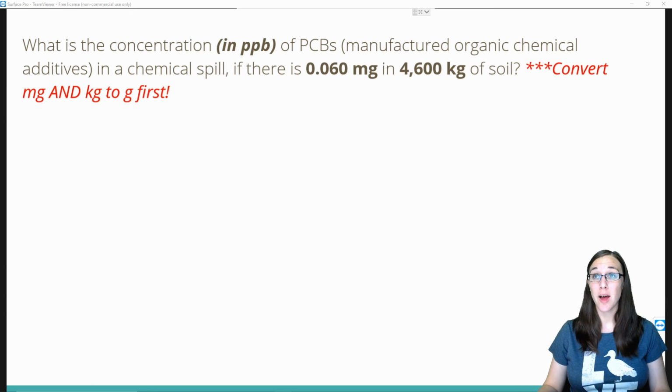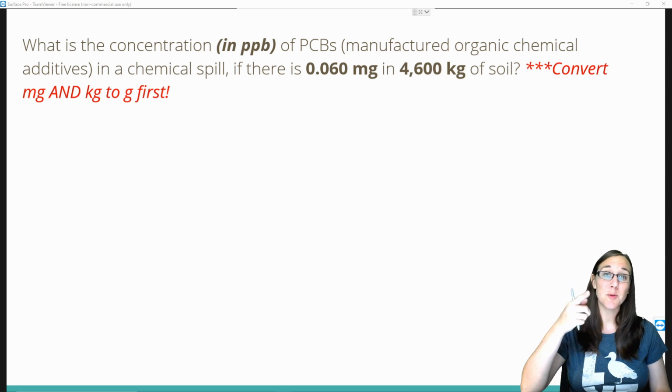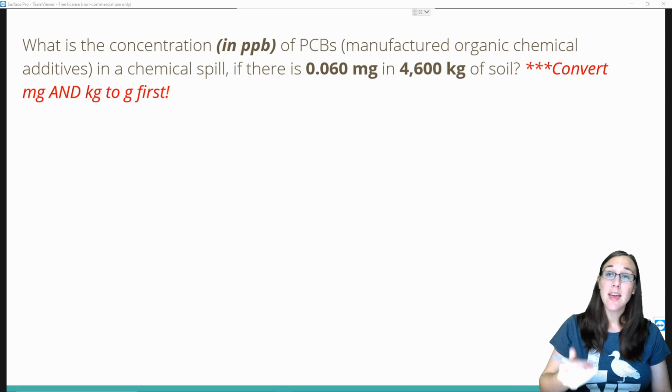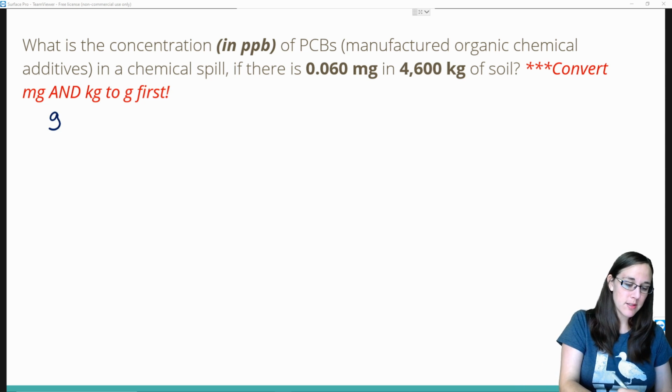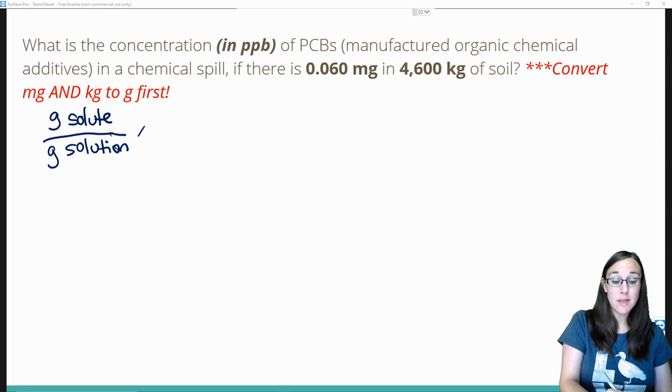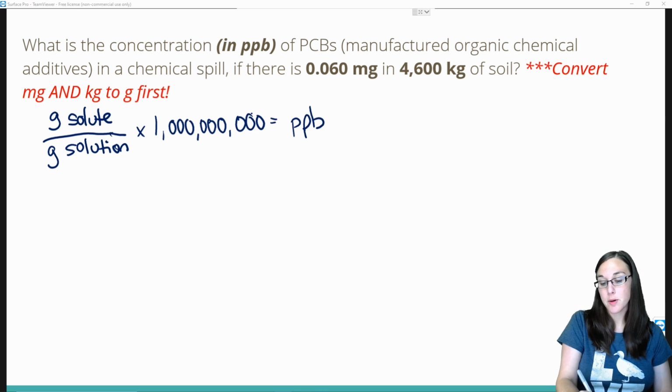Okay, so for this one, it's a little bit more challenging to start off because we have to convert first. What we have here is a concentration in parts per billion. So we have to be thinking about our parts per million or parts per billion equation. In this case, it would be the grams of solute over grams of solution times a billion, due to that parts per billion now in the question, is equal to parts per billion.